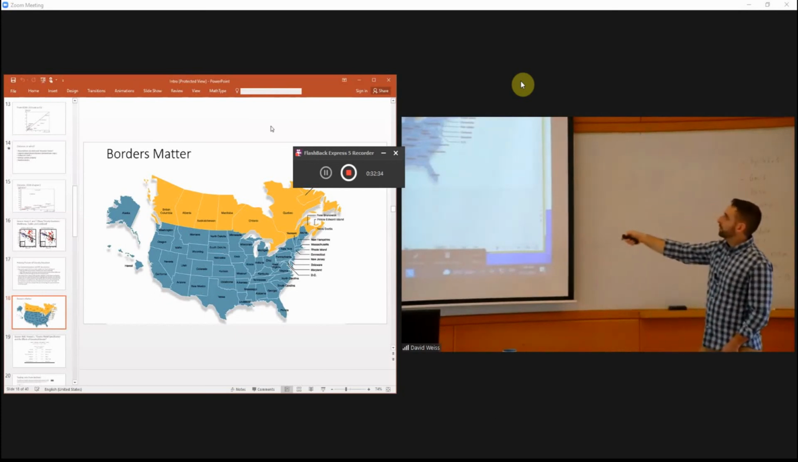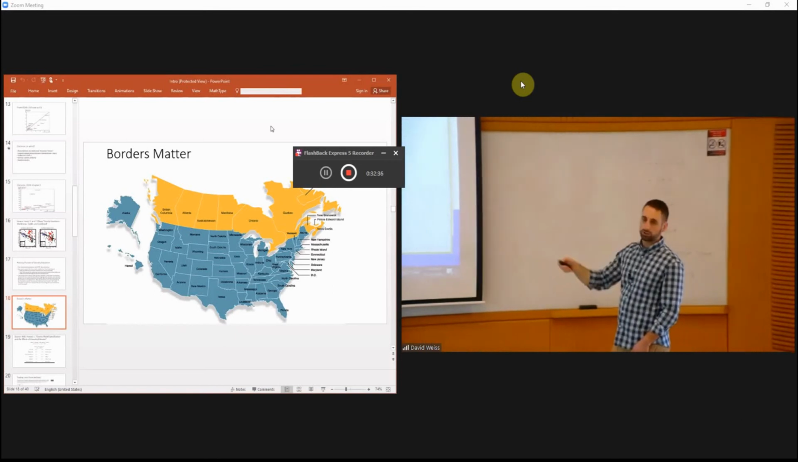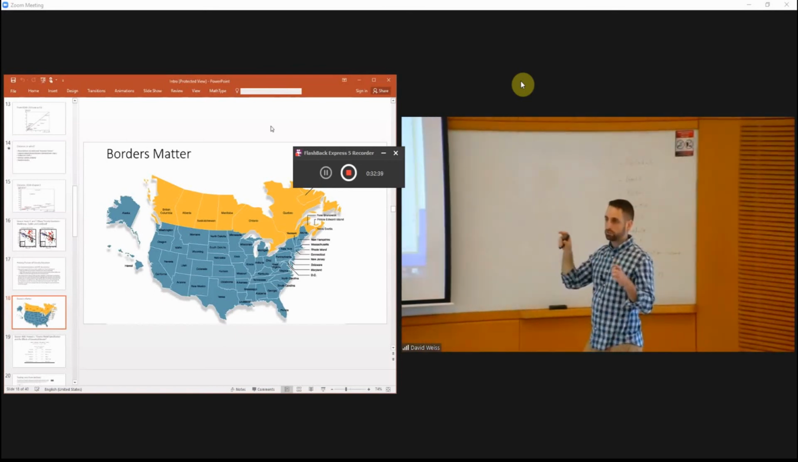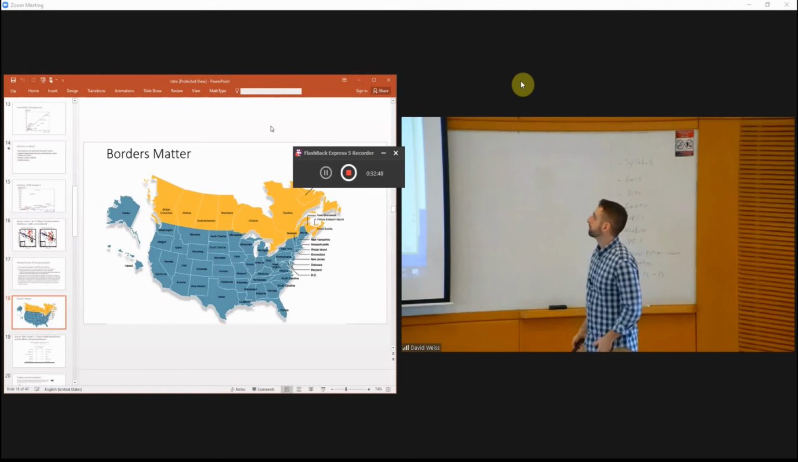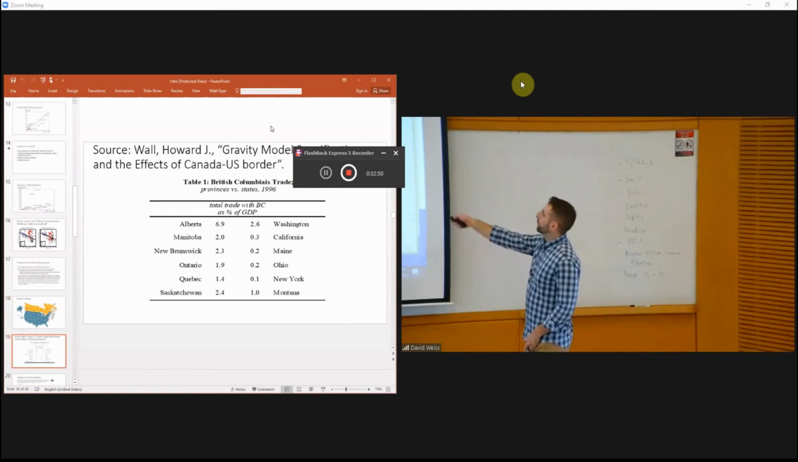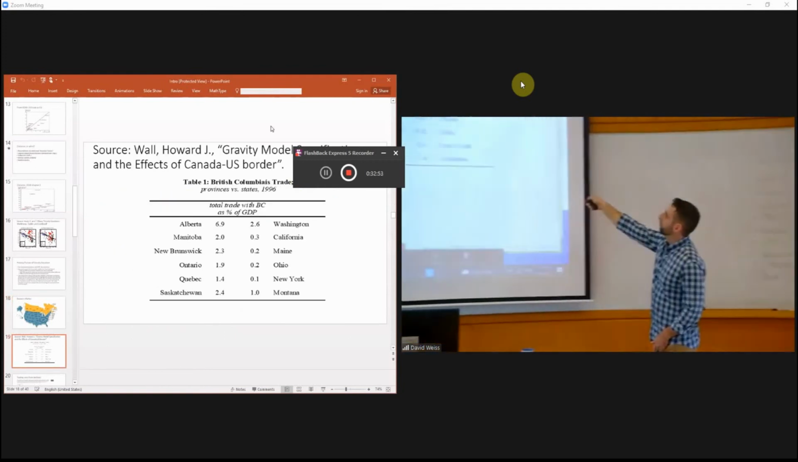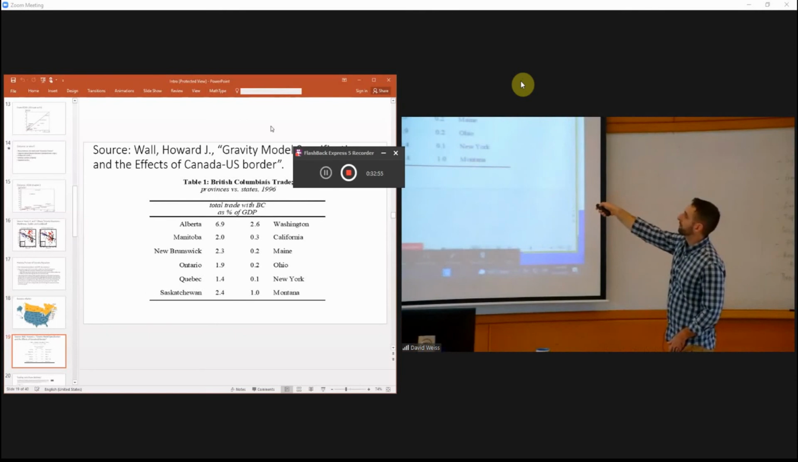So what I want to do is argue that this border between the US and Canada actually matters. Provinces or states of similar distances from British Columbia are going to have very different trade with British Columbia just because of that border. So Alberta and Washington both directly border British Columbia. How much of British Columbia's percentage of GDP is trade with Alberta? 7%, a little under 7%. With Washington, it's 2.6%.